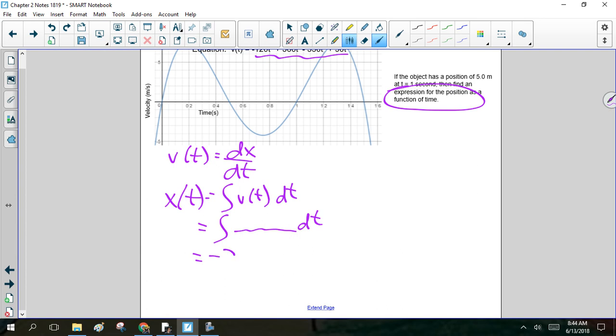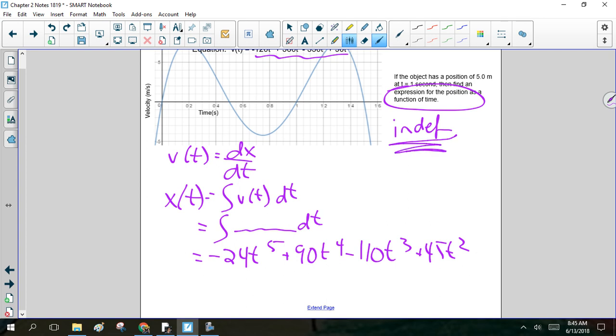And you get that same thing that we had a minute ago, which was negative 24 times t to the 5th plus 90 times t to the 4th minus 110 t cubed plus 45 t squared. But because we took an indefinite integral, we don't know our bounds, so we've got to add on this plus c.